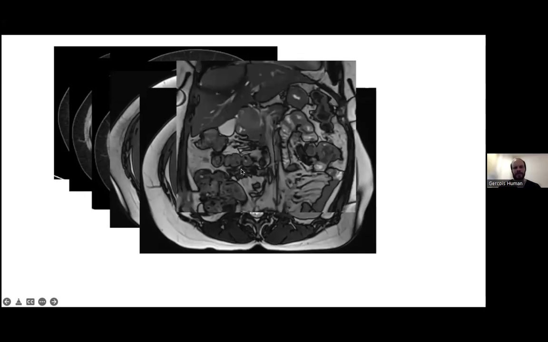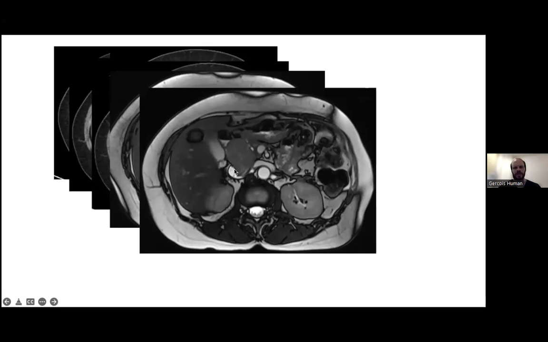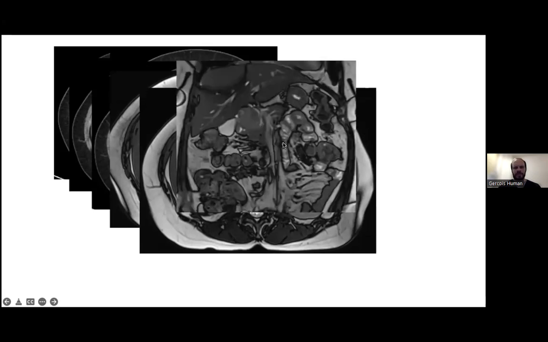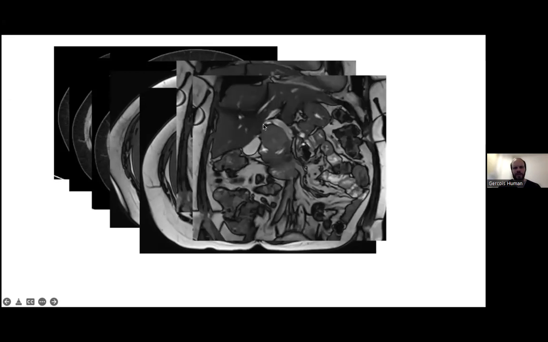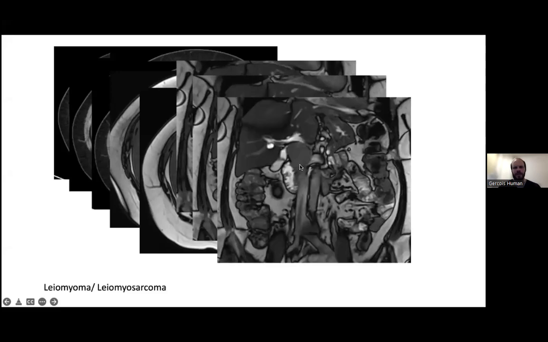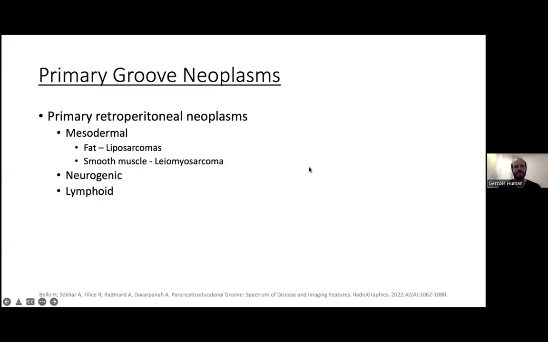It is closely associated with the IVC, just to keep that in mind. On coronal imaging, we can still see it very well circumscribed, slightly heterogeneous, but low signal intensity throughout. And this was actually a patient who presented with a leiomyosarcoma. More benign imaging features there actually.